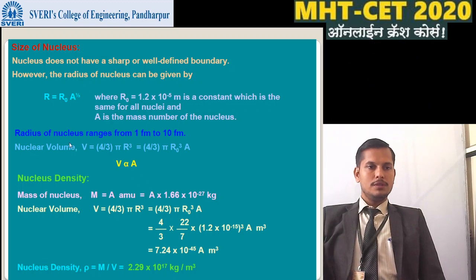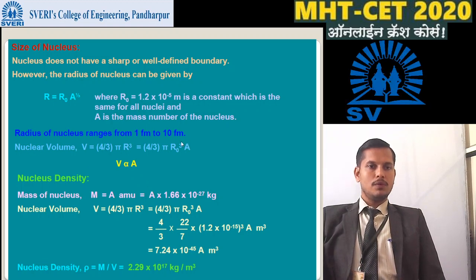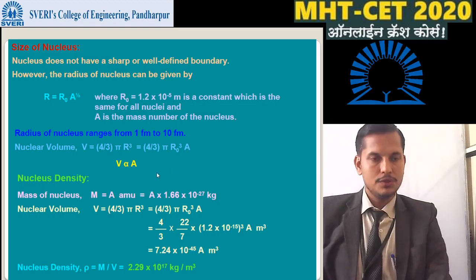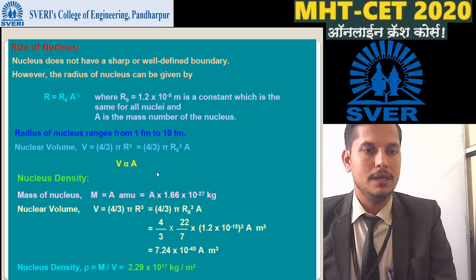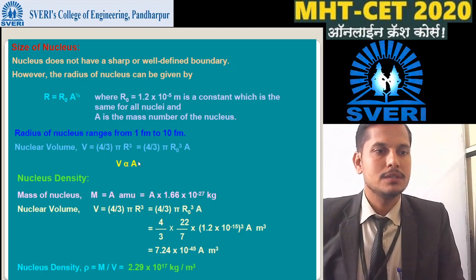So if we consider the radius of the nucleus, it ranges from 1 fm to 10 fm. If we check the nuclear volume, we get V = 4/3 πr³, so 4/3 π r0³ into capital A, where V is proportional to capital A. So that is the size of the nucleus.